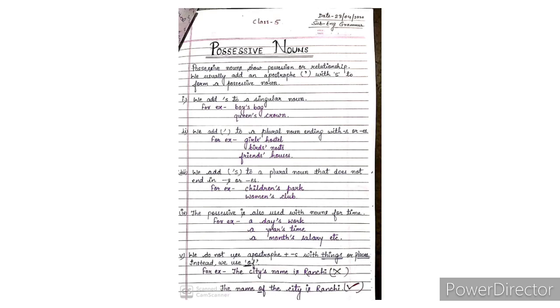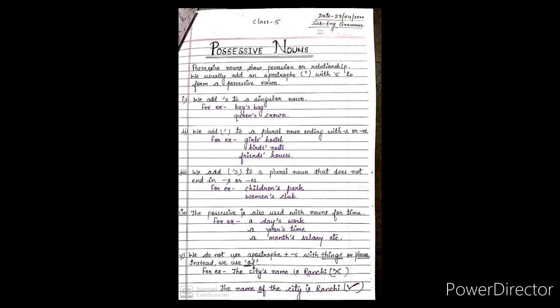Now boy's bag. Who is the owner of the bag? The bag belongs to whom? The boy. So boy's bag shows that the bag belongs to the boy. It's a singular noun, so we put boy apostrophe s.